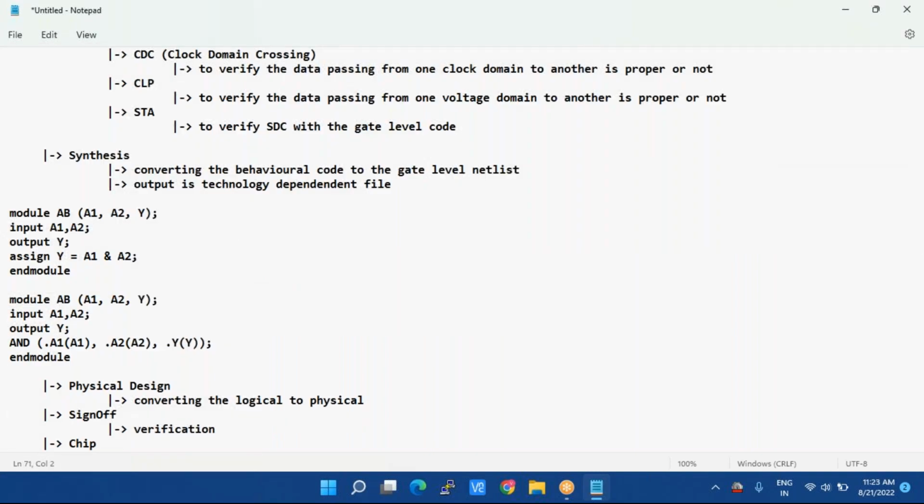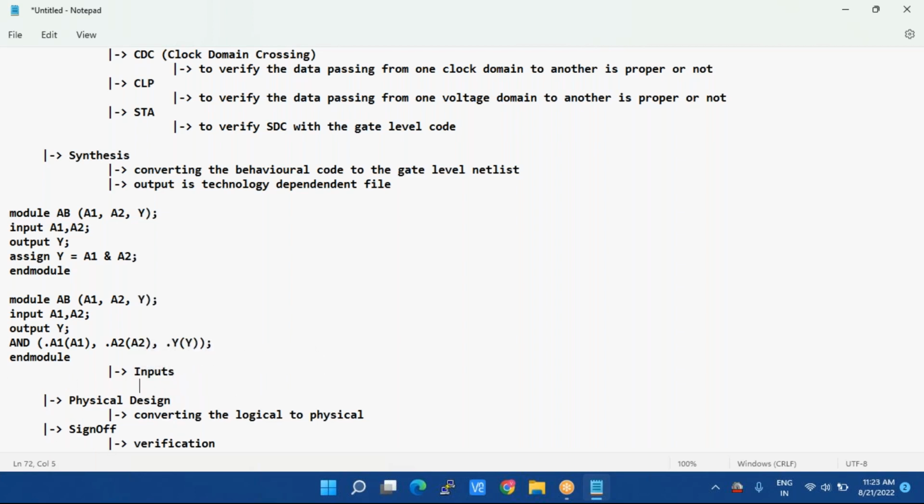To perform this task, synthesis to PD, or let's say common input files, will be present between synthesis and PD. The first one will be your behavioral code, the RTL file, in the format of .v, .sv, .vhd. In any of these formats, your RTL code will be passed through the synthesis.